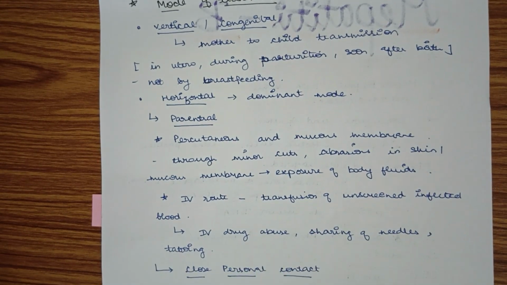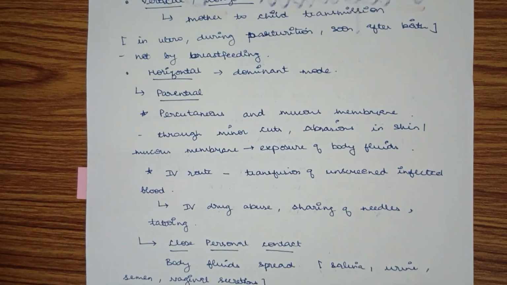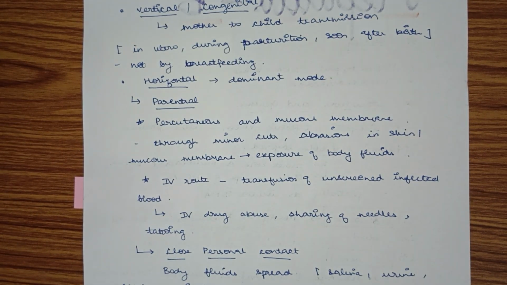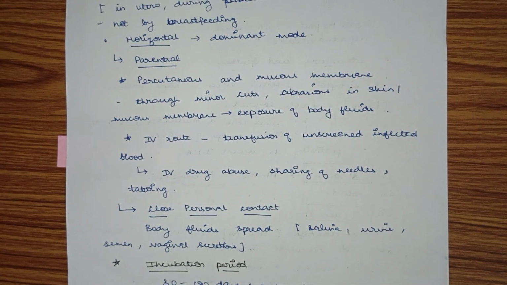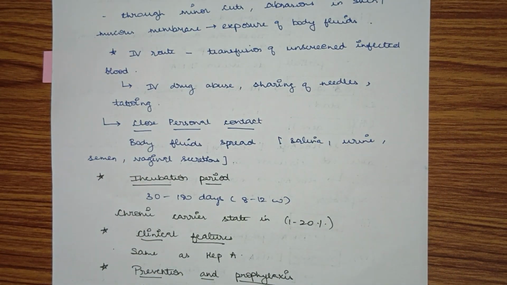Horizontal transmission is the dominant mode of transmission, and it may be parenteral transmission or by close personal contact. Parenteral transmission can either be percutaneous or intravenous. Percutaneous transmission occurs through minor cuts or abrasions in the skin or mucous membrane. There will be exposure of body fluids into these cuts, such as occurs in needle stick injuries. The intravenous route includes transfusion of unscreened infected blood, which is a very rare mode of transmission, or intravenous drug abusers sharing needles, and tattooing. Close personal contact involves body fluids, which are secreted in the saliva, urine, semen, and vaginal secretions.